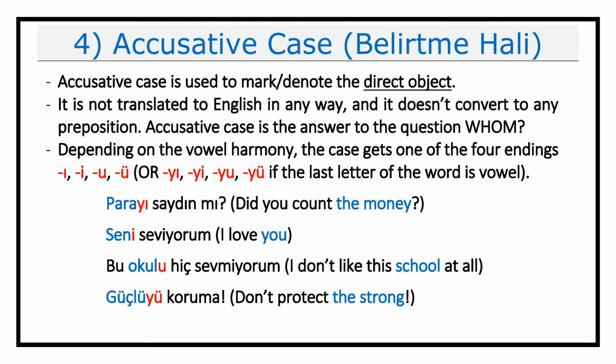And depending on the vowel harmony, the case gets one of the 4 endings: ı, i, u, or ü. Or if the last letter of the word is a vowel, then it will be yı, yi, yu, or yü. Look at the examples below. Parayı saydın mı? Seni seviyorum. Bu okulu hiç sevmiyorum. Güçlüyü koruma. I hope you got the idea and now know the accusative case very clearly.